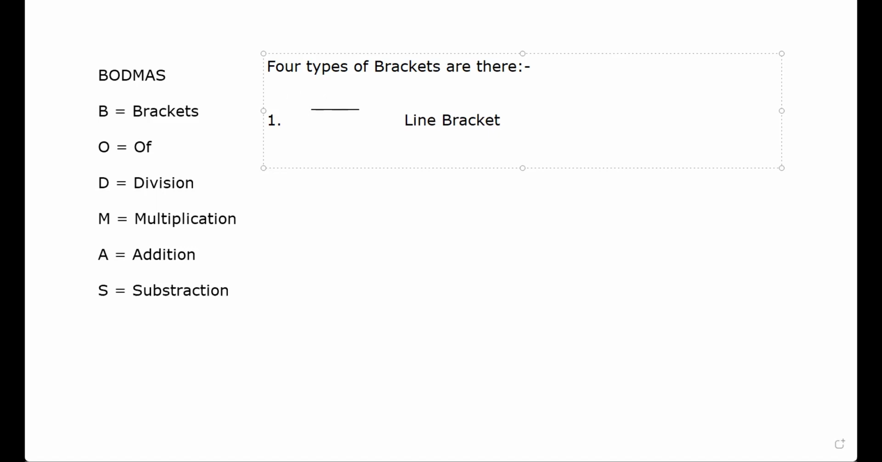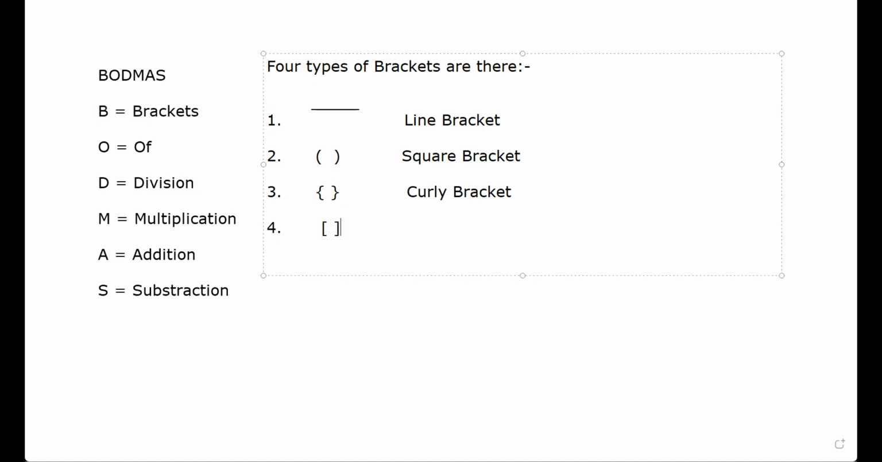Line bracket. Then, my dear students, we have to solve the second bracket, that is a small bracket. Look at this square symbol. It's called a square bracket. The third one is the curly bracket, or curly braces. This is called a curly bracket. And the fourth one is the big bracket. This is called the big bracket.